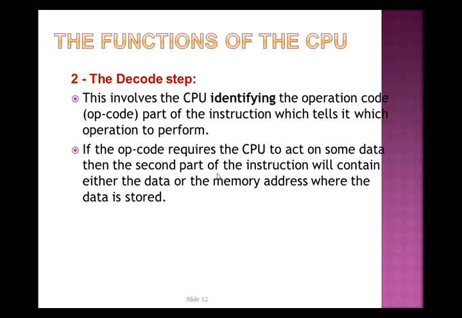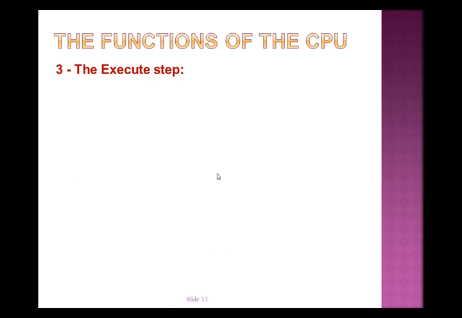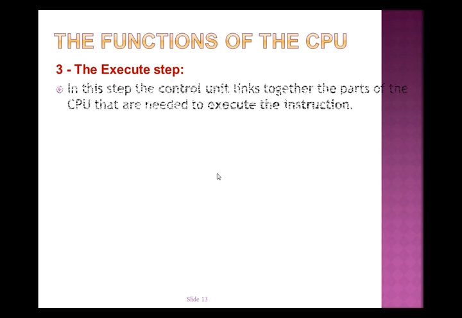If the opcode requires the CPU to act on some data, then the second part of the instruction will contain either the data or the memory address where the data is stored. These are the memory contents. These are the opcode as well as the address. So decode involves identifying the opcode as well as the address of the data. Next is the execute stage. So first is fetch, then decode, then execute.